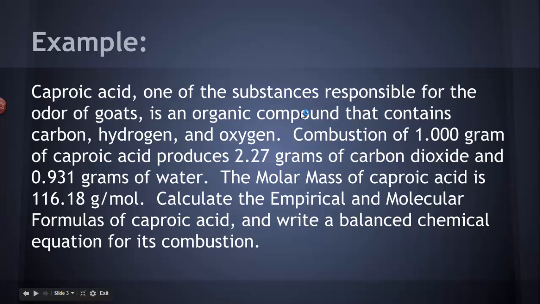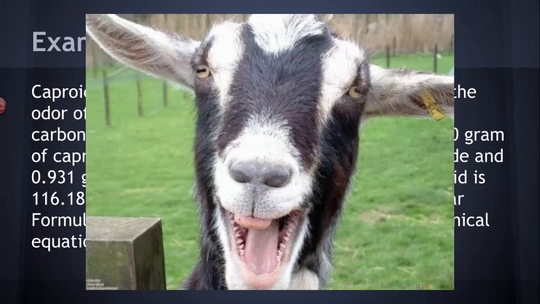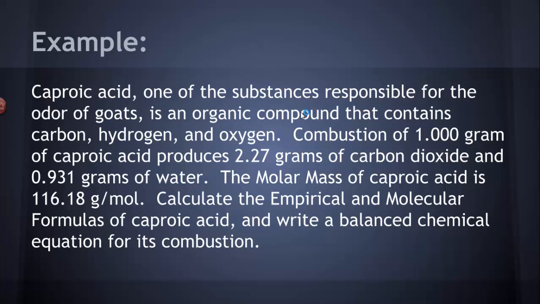So let's do an example. You're going to need to write this example down so that you can follow along with the explanation of how I do it. So caproic acid is actually one of the compounds that's produced by animals, farmyard animals, specifically goats, and it gives them that very distinctive smell. If you ever smelled goats, you're smelling caproic acid primarily, among other things. Okay? It's an organic compound. It contains only carbon, hydrogen, and oxygen.